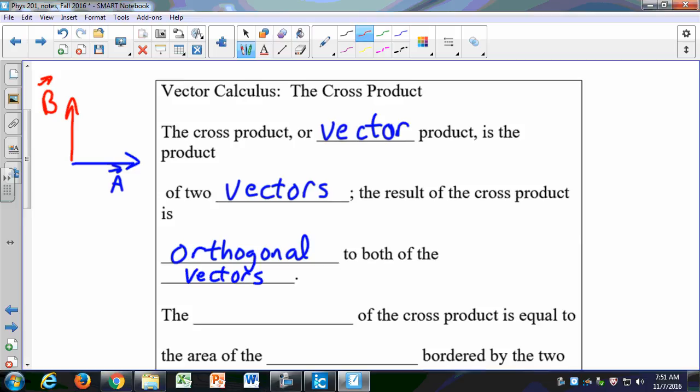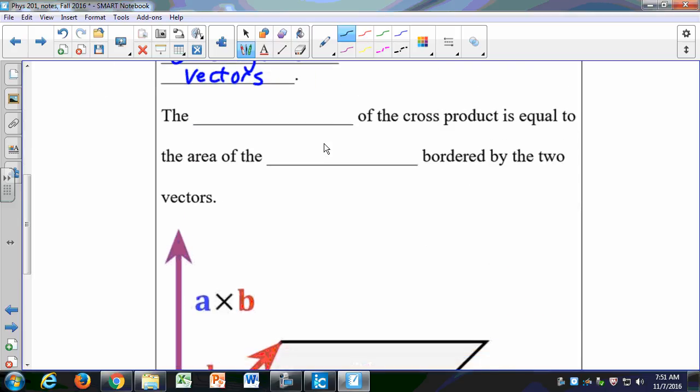In this case, it's going to be perpendicular to both of these vectors. What is the direction of a vector that's perpendicular to both of these vectors, or orthogonal to them? Right, along the z-axis. So if A is in the x direction, B is in the y direction, then the resultant is going to be in the z direction. So our cross product, A cross B, will be in the z direction. It's actually going to turn out to be in the positive z direction, but we'll see how to figure that out later.